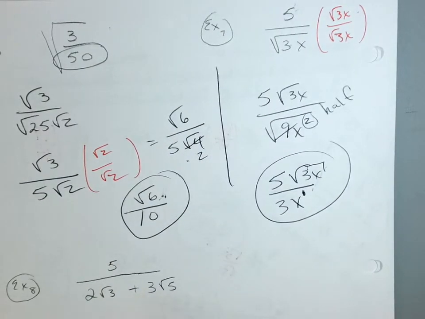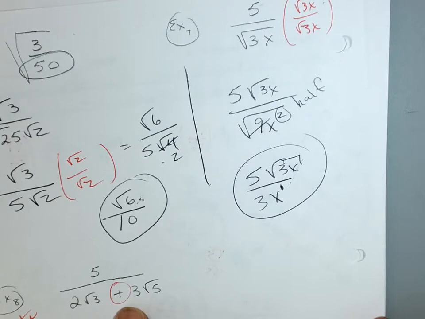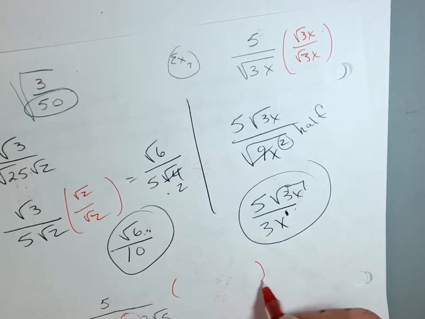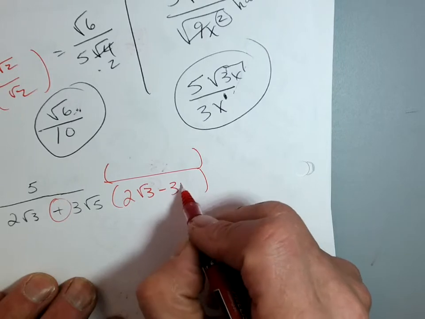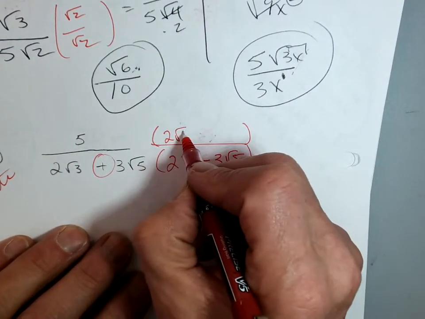You got the plus, right? So we're going to need our conjugate, okay? So our conjugate is the opposite of this. So I'm going to multiply top and bottom by 2 square roots of 3 minus 3 square roots of 5. Okay? Top and bottom. By the opposite.